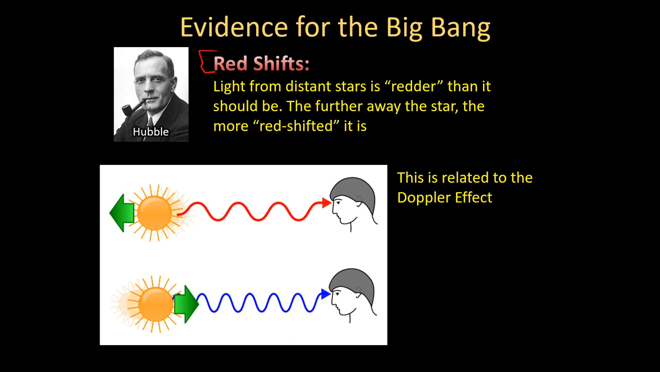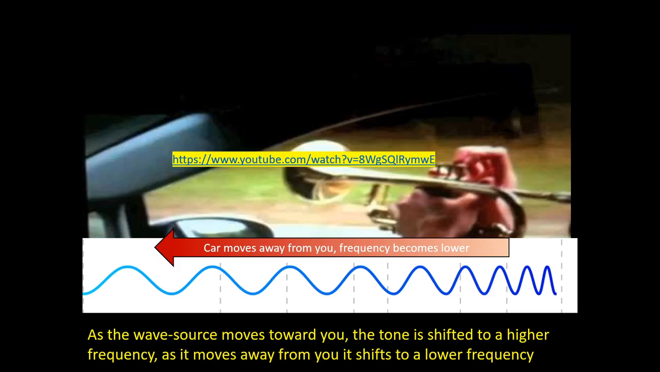Why should that be? Well, Edwin Hubble realized that this is actually a Doppler effect. So as a star moves away from you, the wavelength of light is sort of stretched out, okay? As it moves toward you, the light waves are squished together, and that makes a smaller wavelength, a higher frequency light that appears more blue, okay?